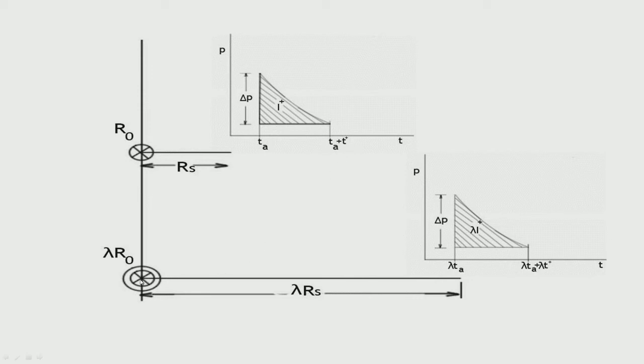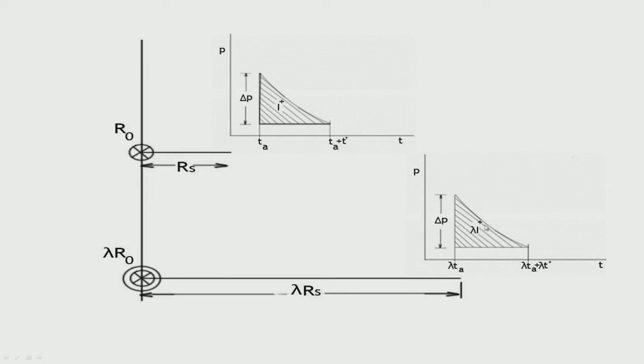If I have an explosion length whose value is lambda r naught, that means I increase the value, and now I look at the impulse at lambda r_s away, such that r_s by r naught is the same in both cases. The overpressure by the Cranz-Hopkinson rule is still the same, but the arrival time here is lambda T_a. The time at which the pressure falls to the value p naught is lambda T_a plus lambda t plus, in place of T_a plus t plus.